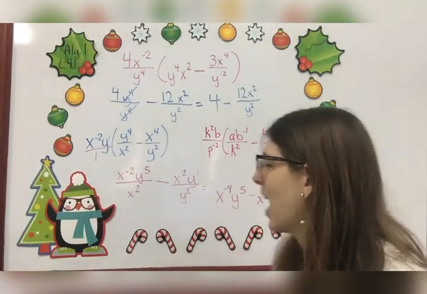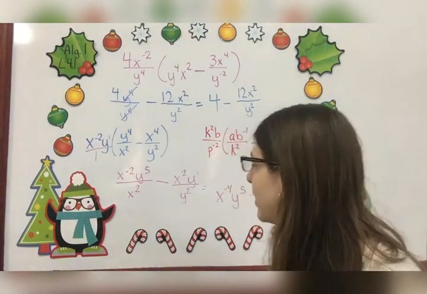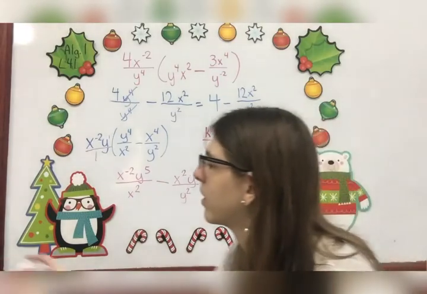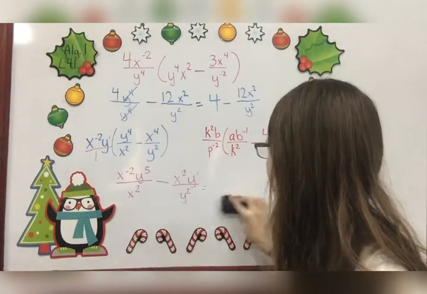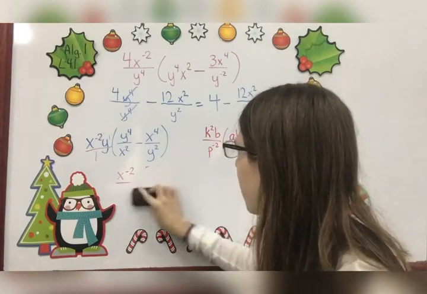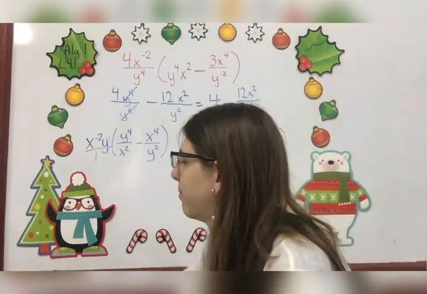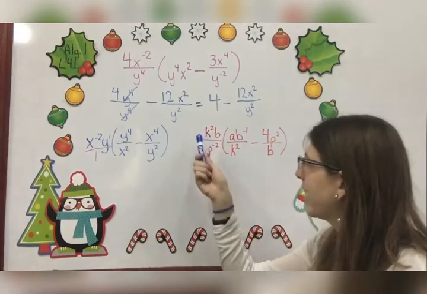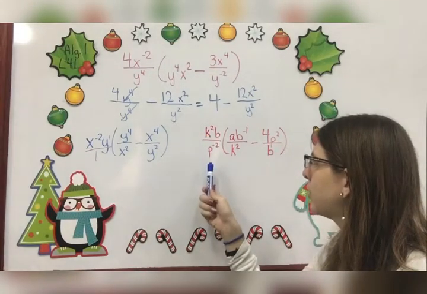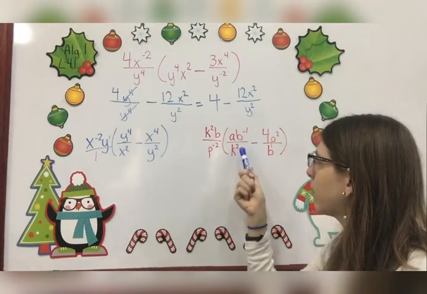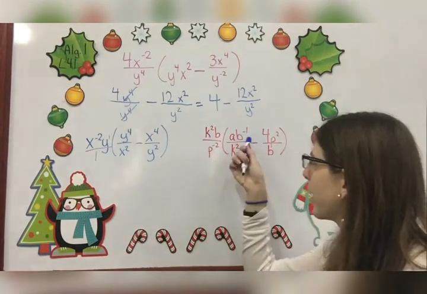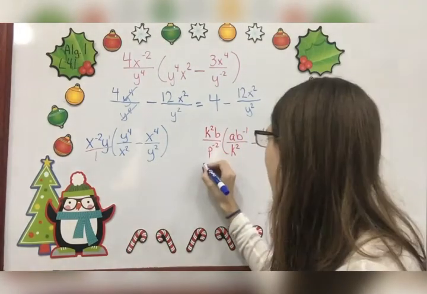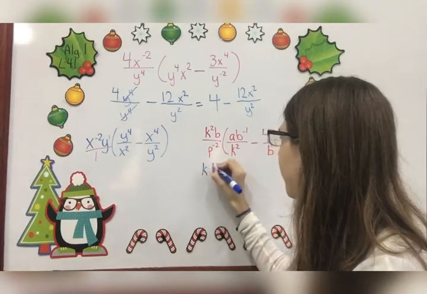All right, I'm going to do one last example. To do this example, though, I need to erase this answer so that we have room for it. Okay. k^2b over p^-2 times (ab^-1 over k^2) to start with. So I'm going to multiply my numerators. Nothing to multiply k by, so k squared stays the same.